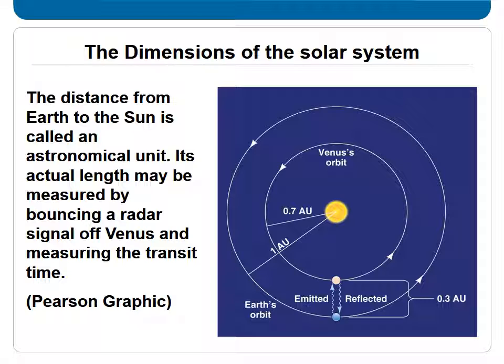Kepler never knew the dimensions of the solar system. He didn't have a way of knowing the exact Earth to Sun distance. Its actual length is measured, or can be measured, by bouncing radar signals off of Venus and measuring the transit time.